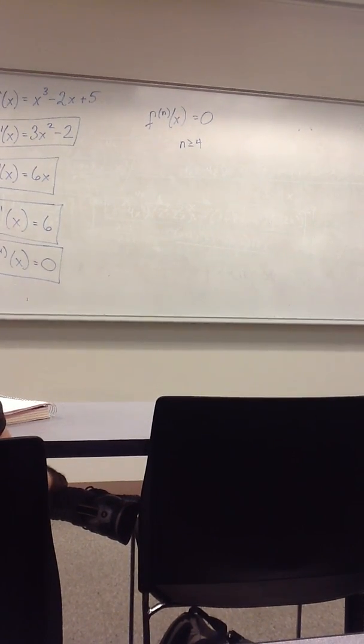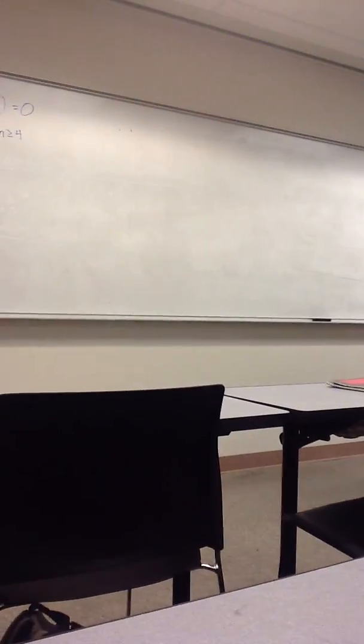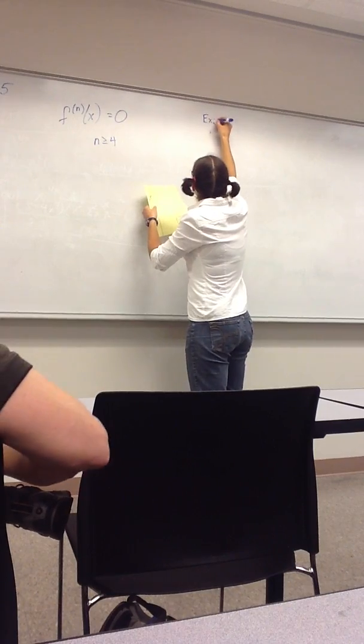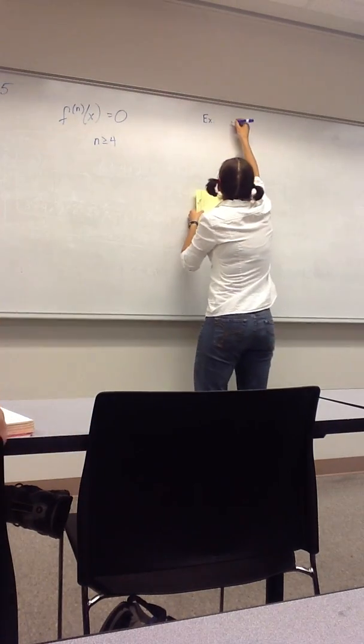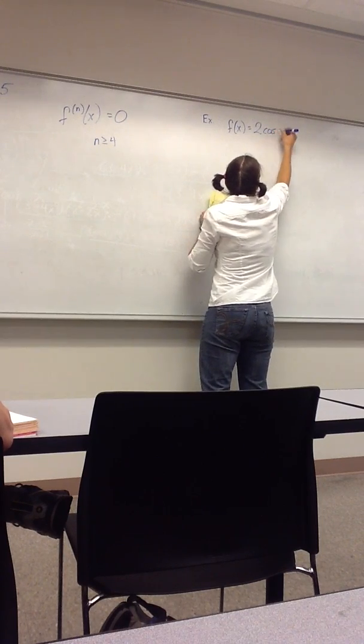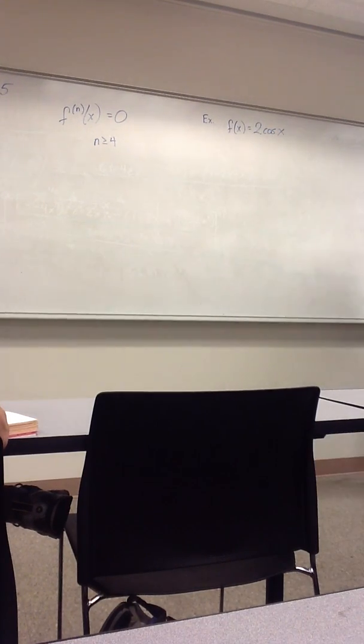Okay. But you're saying they don't all work that way. Nope. Let's look at another example. All right, so here's one. We've got f of x is equal to 2 times the cosine of x.